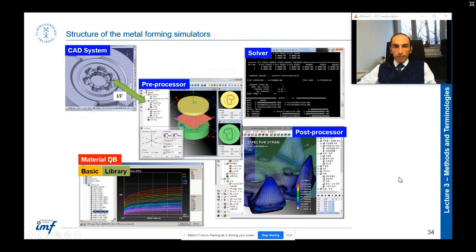And then, if the material database is available, you can easily load the material properties, and then it goes to the solver and it solves the problem, and the result comes to the post processor, as you can see here. Then you can extract the result, analyze the result, and solve your problem.